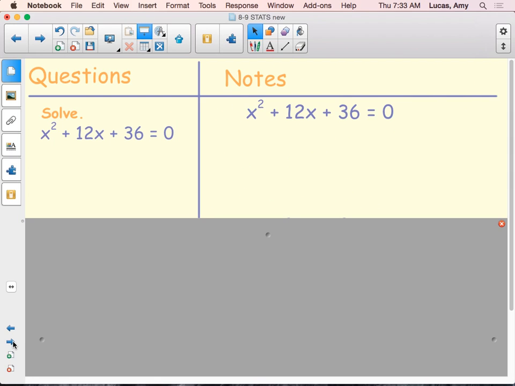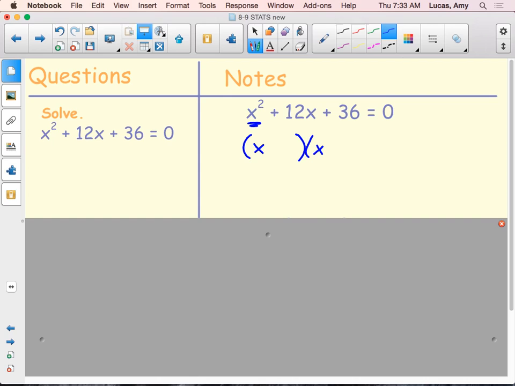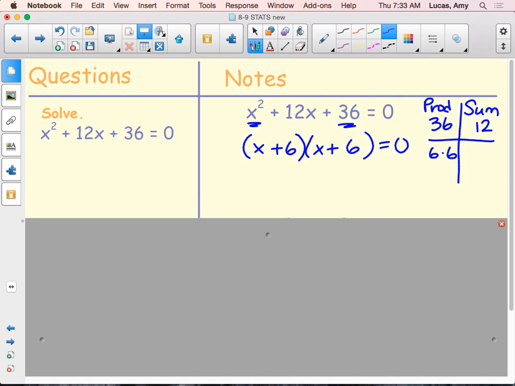Our last slide. This one will factor pretty quickly. X squared means x times x. And I need product 36, sum 12. I think we saw this one before. 6 times 6 is 36. 6 plus 6 is 12. So I add 6 on each of my binomials.